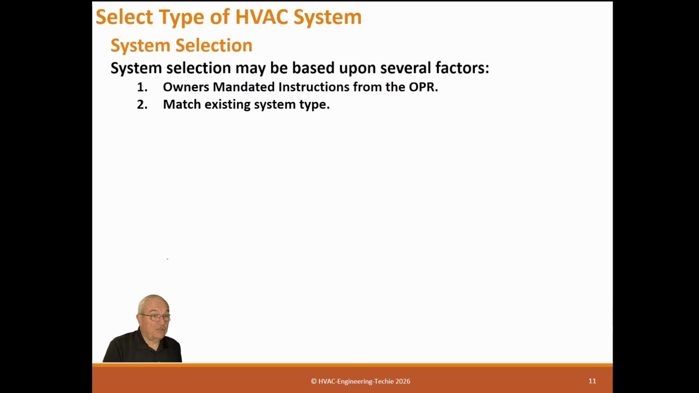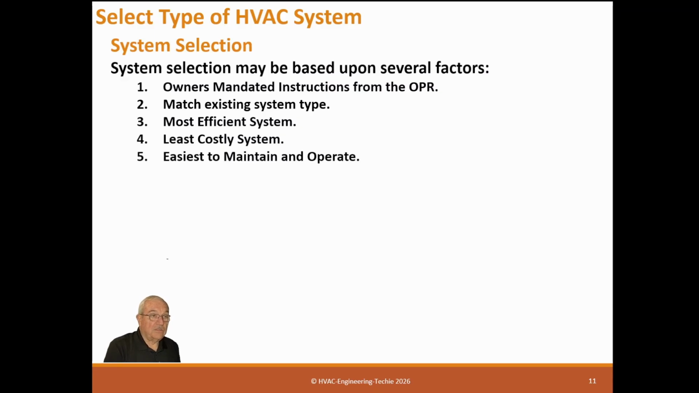Match existing system type. Maybe they're trying to match an existing system, so they want it to just be an expansion. Maybe they want the most efficient system. Danger, beware here. I've always said that it's great to have a really efficient building, but it's bad to be on the bleeding edge. The edge is okay, but the bleeding edge is where it's costing you a lot of money. Least costly system, that's always a problem. If you have a restricted budget, then we have to be careful of what cost is.